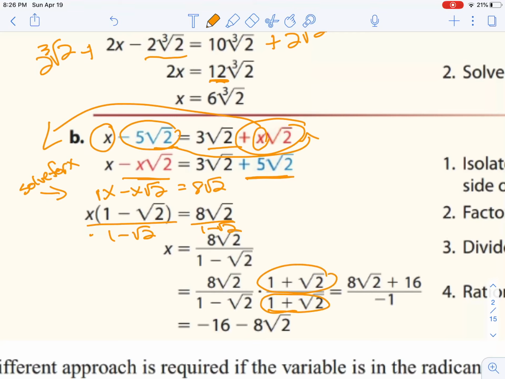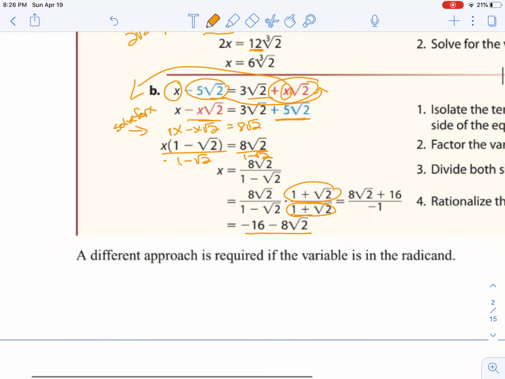Simplifying, we get 8 times the square root of 2 plus 16 over negative 1. Get the negative 1 out of the denominator, and you're left with this. So a little bit more involved, but not too bad. It's all things that we have been doing in the last couple of sections.